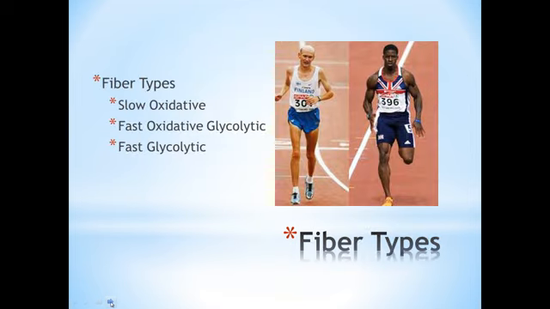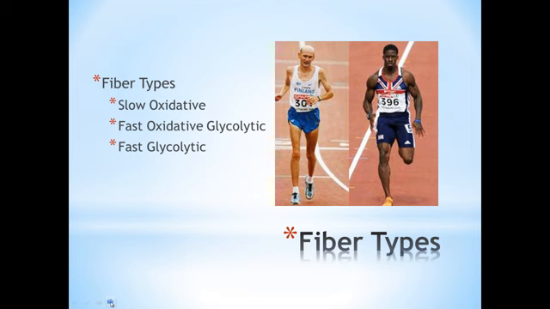Now we can also look at muscles in terms of their fiber types. We have slow oxidative muscles. Slow oxidative muscles are those muscles that are really efficient at utilizing oxygen and allowing us to go for long periods of time. They have high concentrations of mitochondria. They tend to be smaller in diameter.